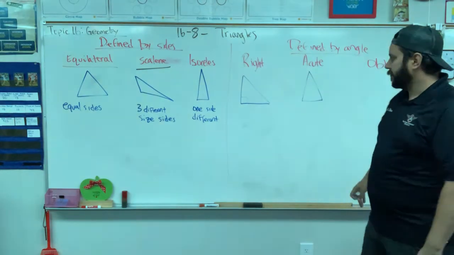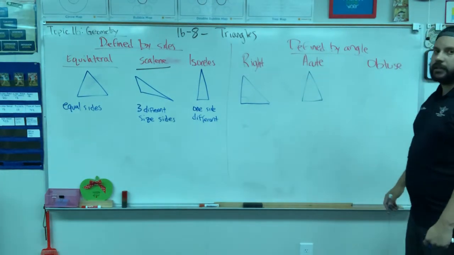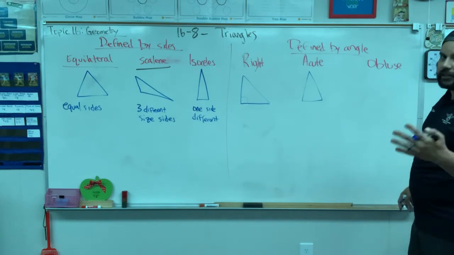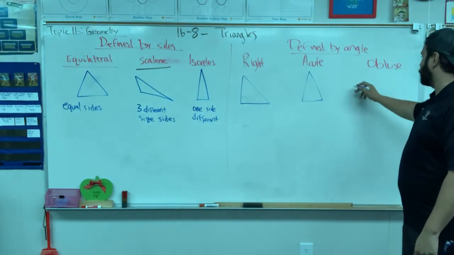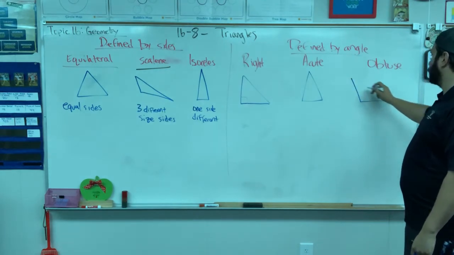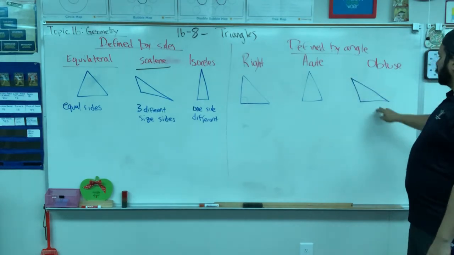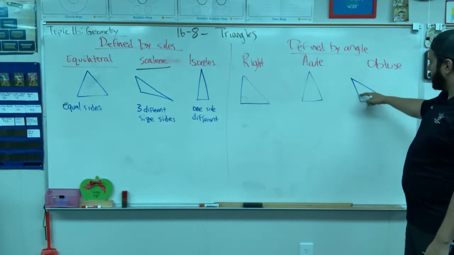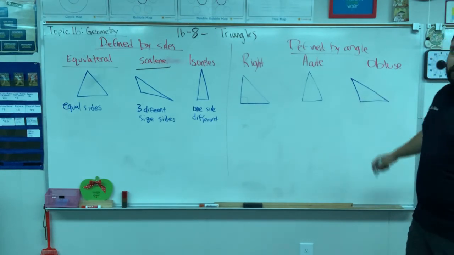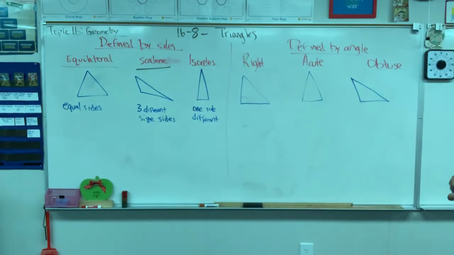It could be both. And then obtuse, you can't draw a triangle that has more than one obtuse angle, but if it has one obtuse angle, it is an obtuse triangle. Boom, boom, boom. Okay? So you have right here, this angle is greater than 90, so therefore that is an obtuse triangle. Okay?